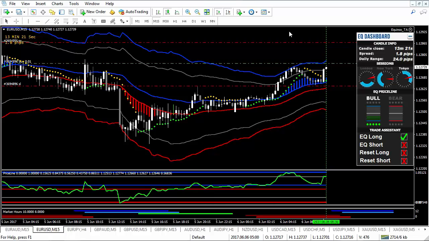Now, as this trade progresses, it is going to manage the trade for me, reducing the risk. So I don't need to be present. I can let this trade play out in its entirety without me being at my computer. So this is what the Equinox dashboard can do for you.